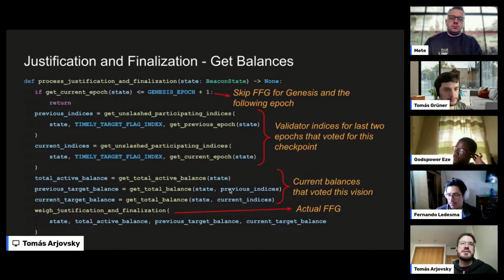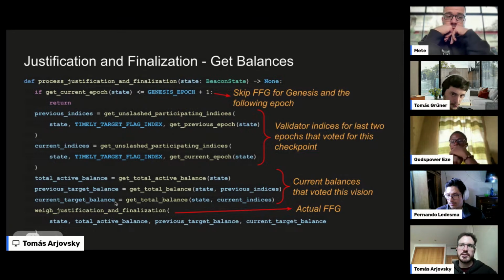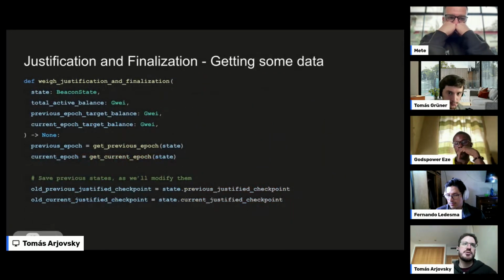And then basically all that we did in all of these lines is get these 3 balances: the total, the voted in the last epoch, and the voted in this epoch. And then we can just delegate to this function, which actually applies justification and finalization. So I divided this into several slides. The first thing we do is getting which epoch we are in now and which epoch we were in the previous state. And we save the currently justified and the previously justified checkpoints for this state, right?